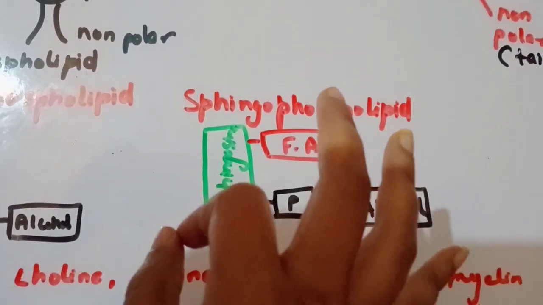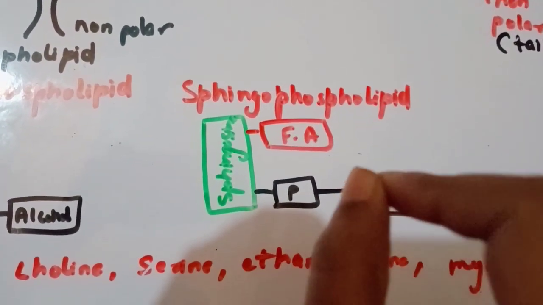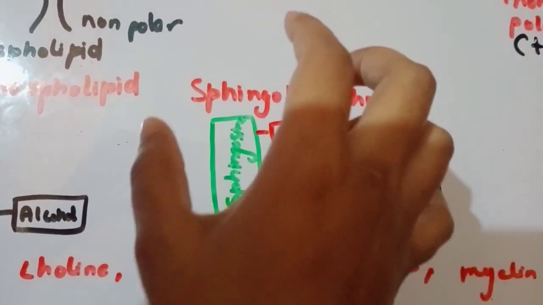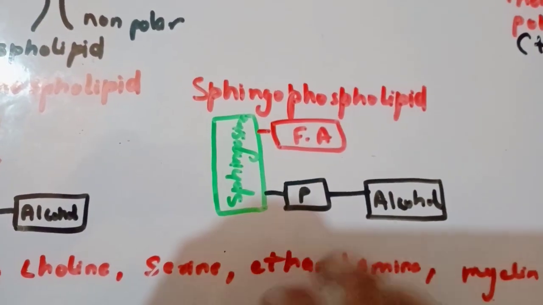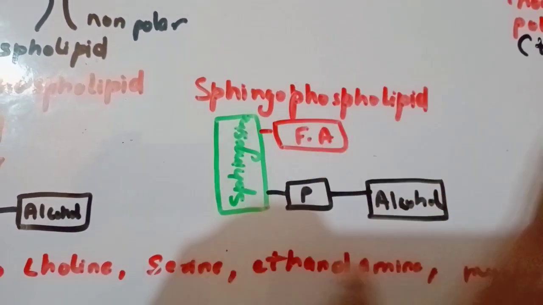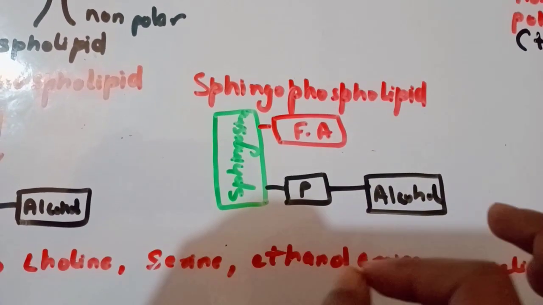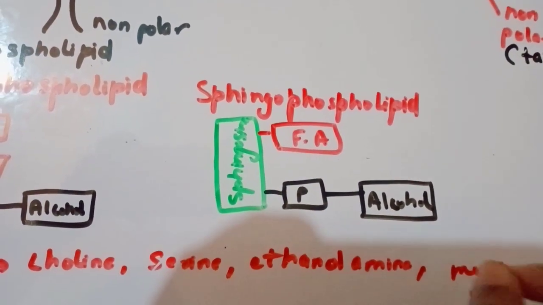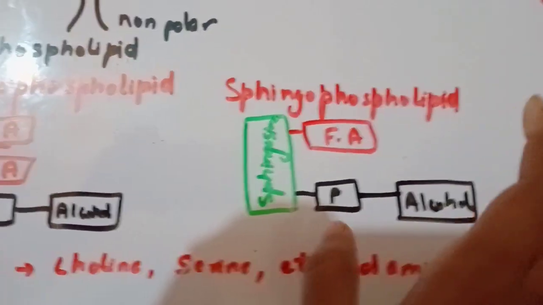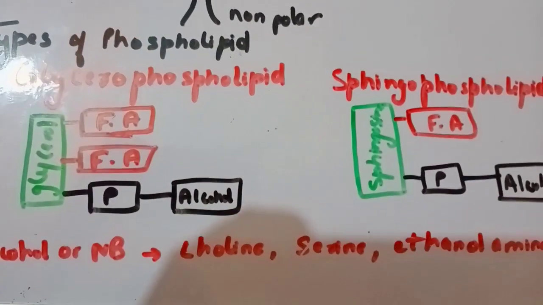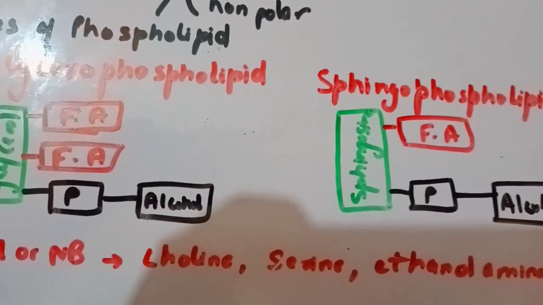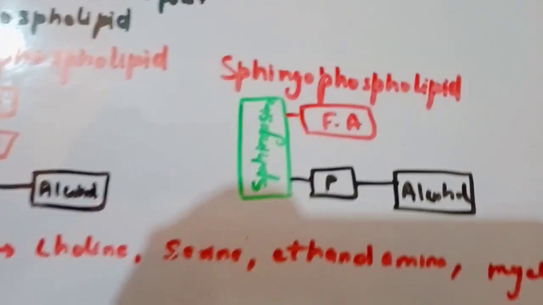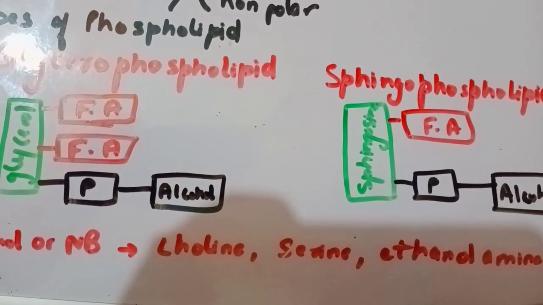Sphingophospholipid: sphingo means sphingosine, phospho means phosphate group, and lipid for fatty acid. There is one backbone, sphingosine, and a single fatty acid is attached to this backbone. A phosphate group is also attached to this sphingosine, and an alcohol is attached to the phosphate group. The alcohols are choline, serine, ethanolamine, or myelin.